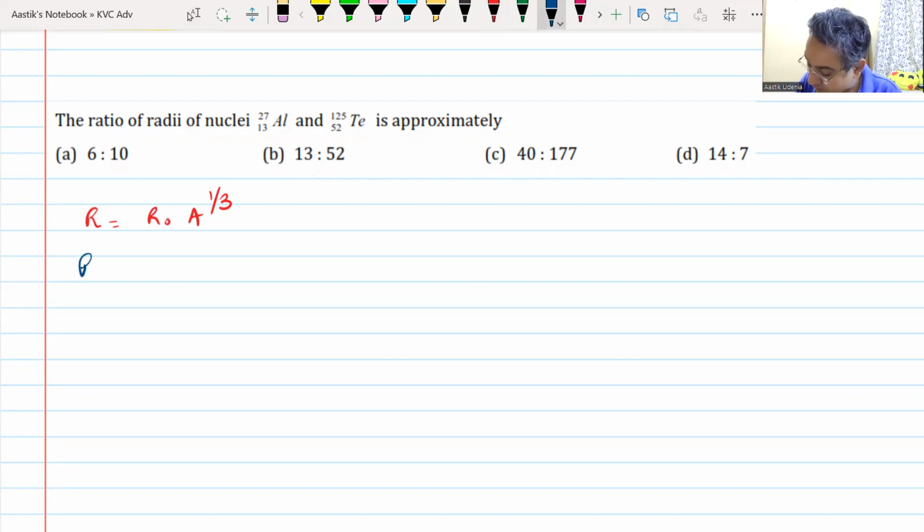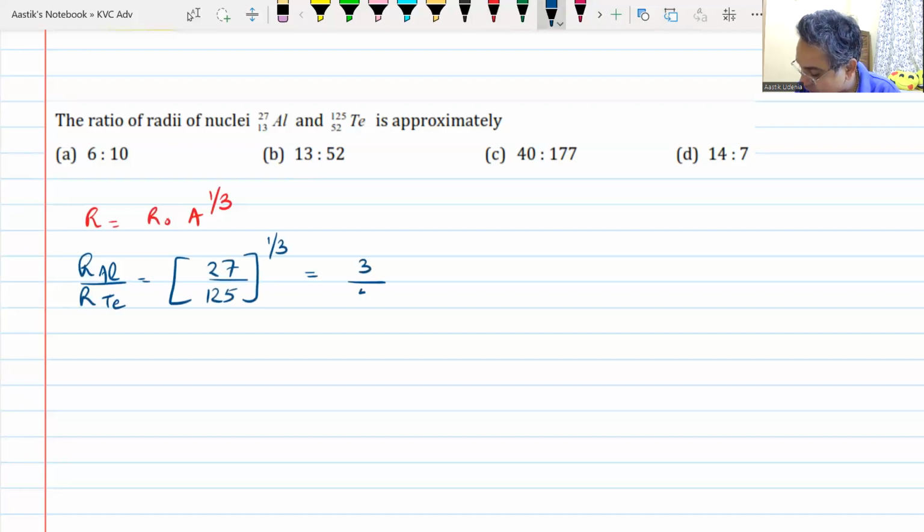So, the radius of aluminium divided by the radius of beryllium will be equal to 27 by 125 raised to the power of 1 by 3. I think this is going to come as 3 by 5. 3 by 5 is the same as 6 by 10. Do we understand this? Yes, sir. Everyone understands this. Yes, sir.